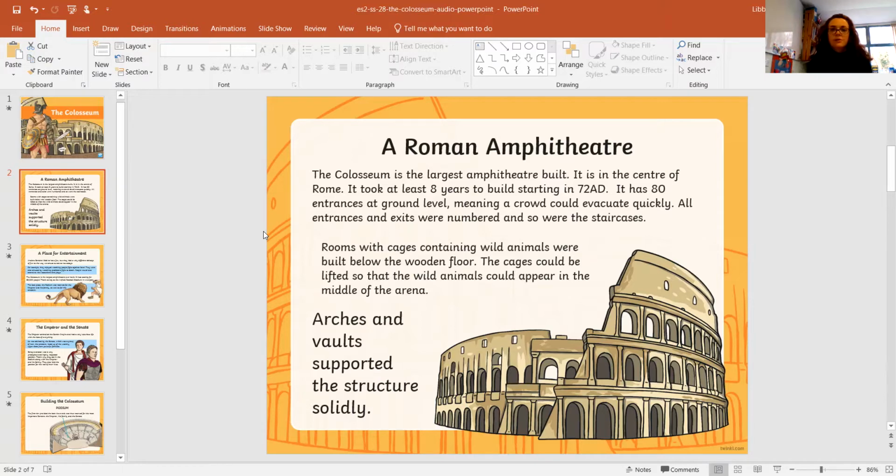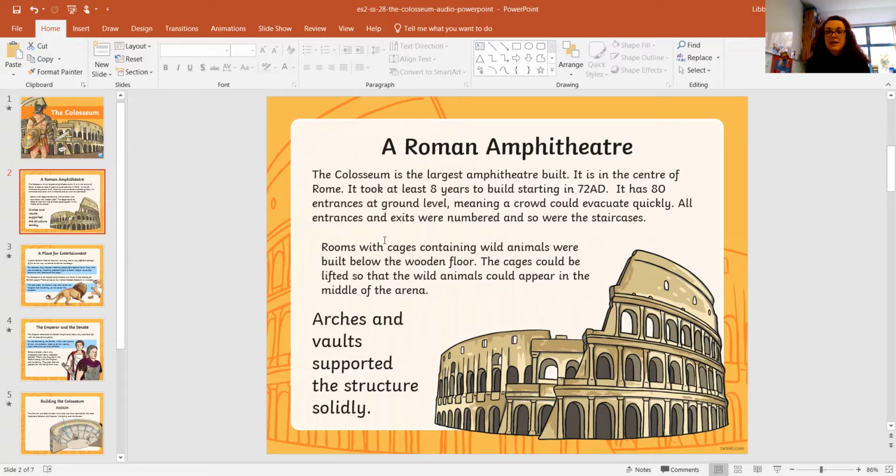Okay, so the Roman amphitheatres. The Colosseum is the largest amphitheatre built, and it's in the centre of Rome, and you can still go and visit it now. It is in a ruined state. It's not as it was in the Roman times, but you can still have tours, people go and have a look around it. It took at least 8 years to build it, they think, starting around 72 AD. And it's a very large building.